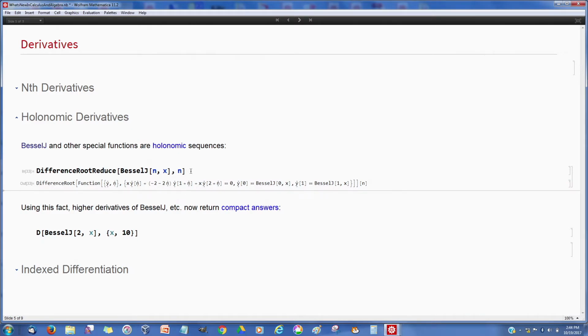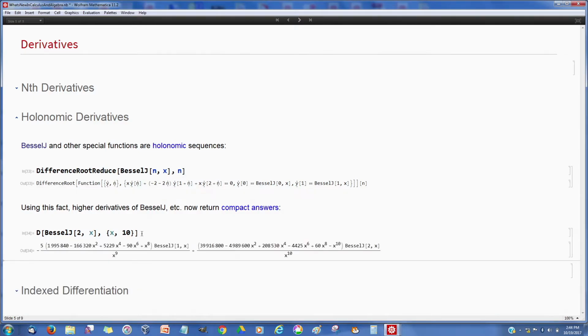So you'd go up and down, up and down, up and down, and you'd get a huge mess, which could even blow all the memory on your machine. But now you get back this beautifully compact answer for the 10th derivative. And Maple doesn't, so that's good always.